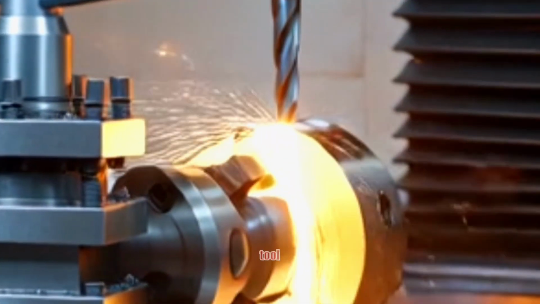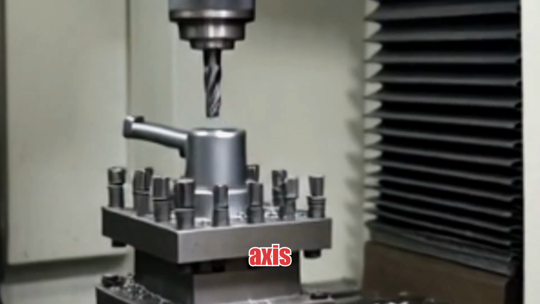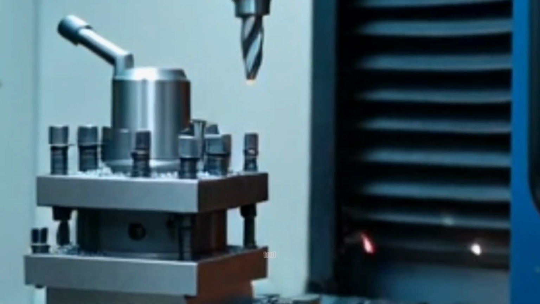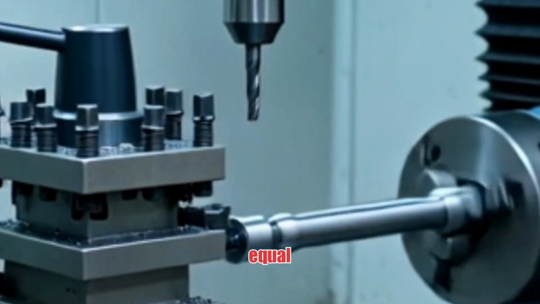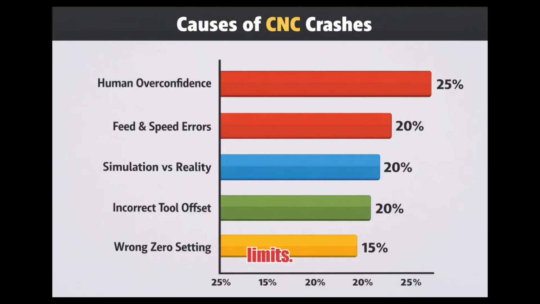2. Incorrect tool length offset. If your tool length is wrong, your Z-axis is lying to you. Instead of cutting air, the tool dives straight into the part. 3. Simulation is not equal to reality. Simulation looked perfect, but it doesn't always show tool holder collisions, fixture interference, machine travel limits. What works on screen can fail badly in real life.